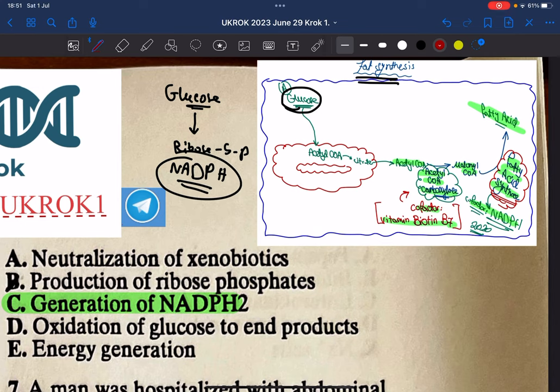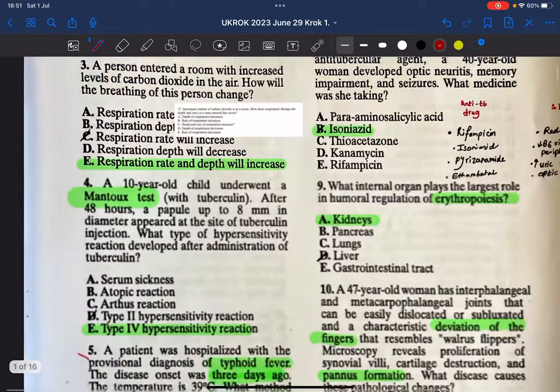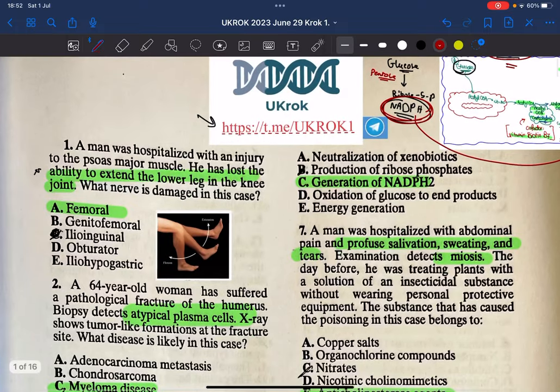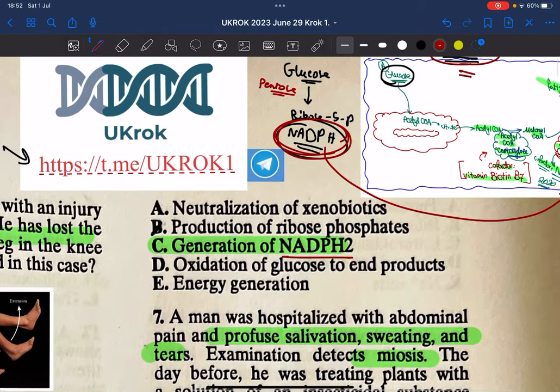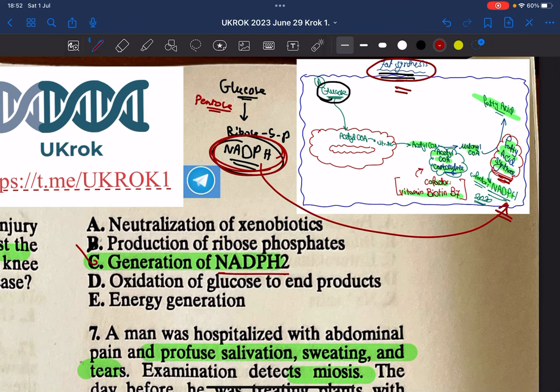So back to the question, why is the pentose phosphate pathway important in adipose tissue? It's important for fat synthesis, because NADPH is used in fat synthesis. It's used as a cofactor for the fatty acid synthase enzyme to produce fatty acids. So back to the question, what is the function of this pathway in adipose tissue? It's the formation of NADPH, which is a cofactor in one of the important enzymes in fatty acid synthesis. Important question, it gets repeated a lot.